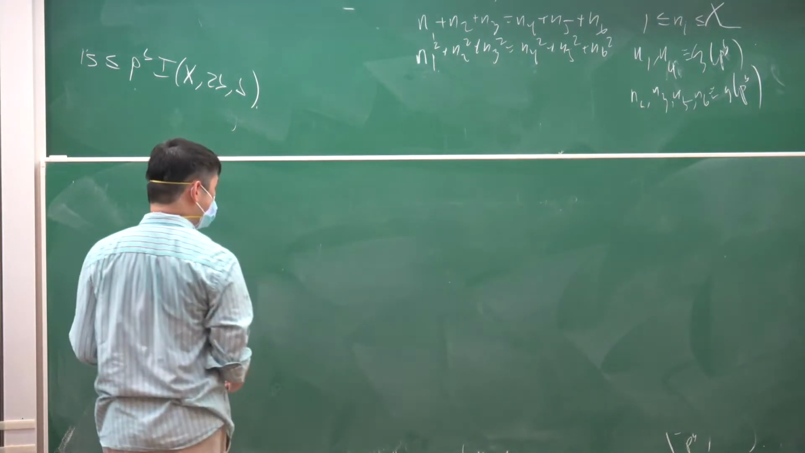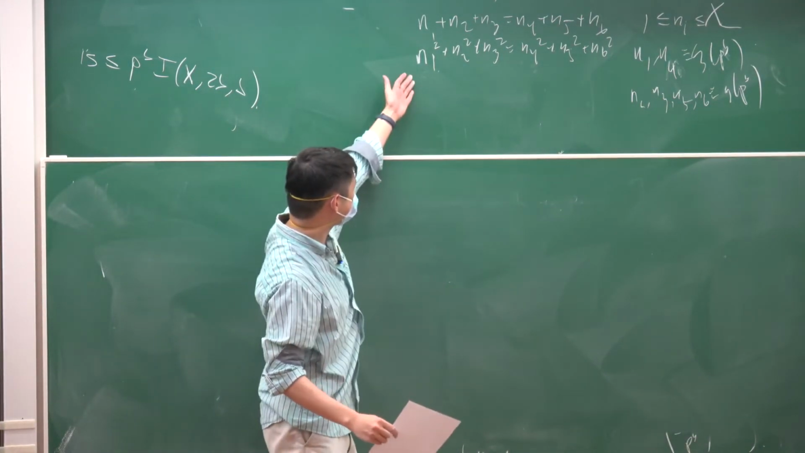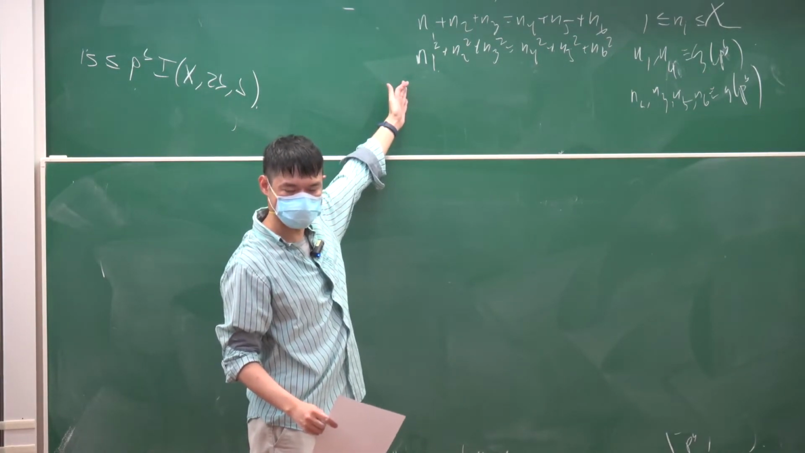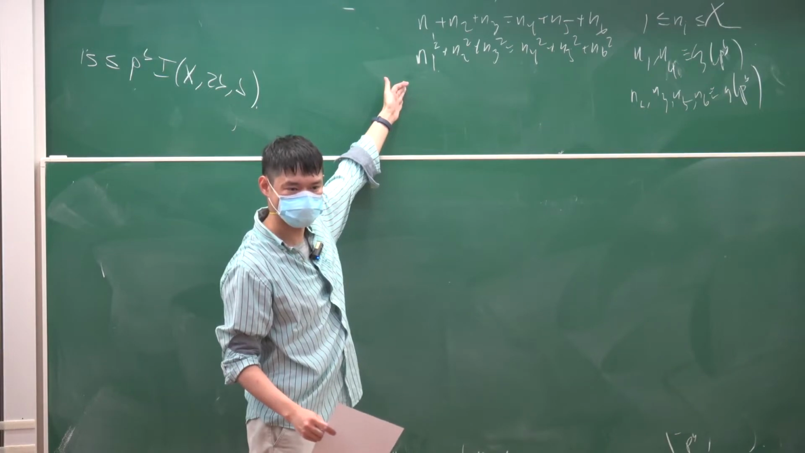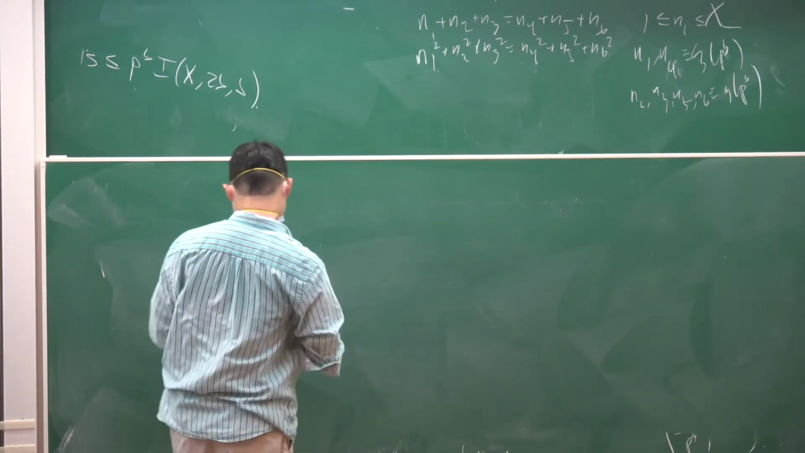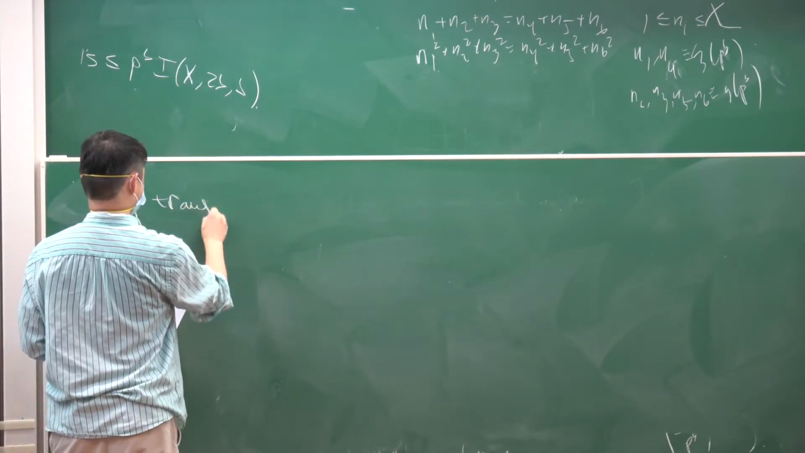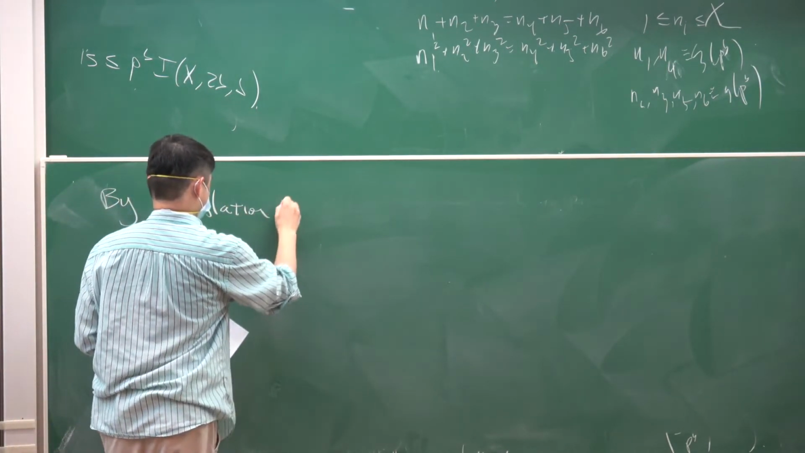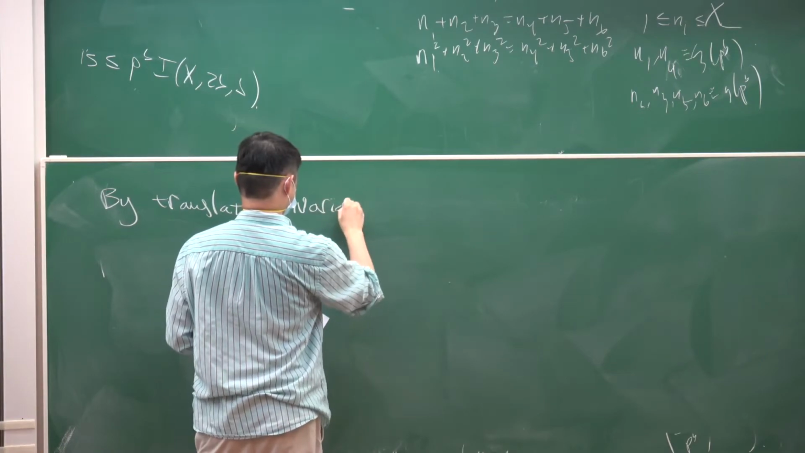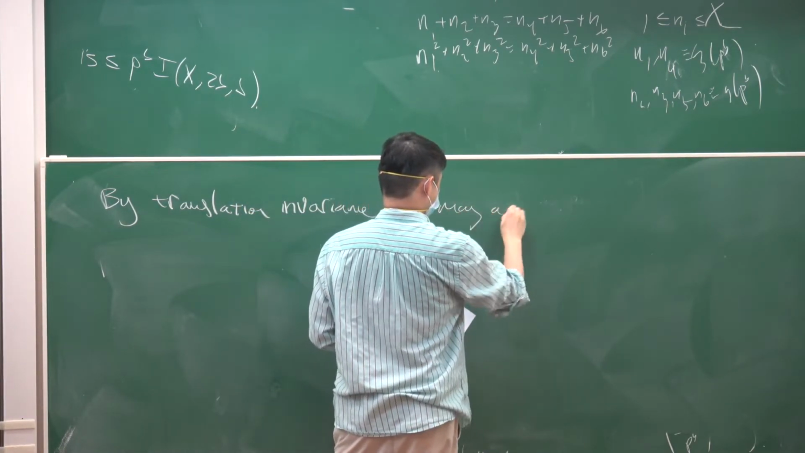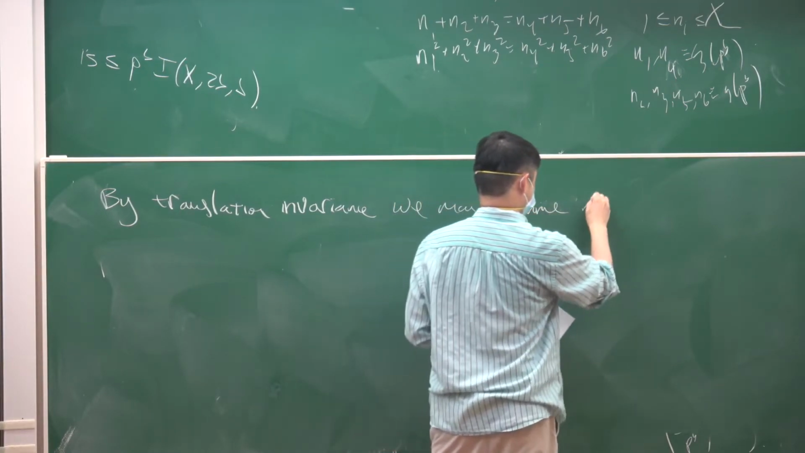Well, this system over here is translation invariant. Right? If I subtract all the solutions by eta, that's also a solution. Okay? So by translation invariance, we may assume eta equals 0.